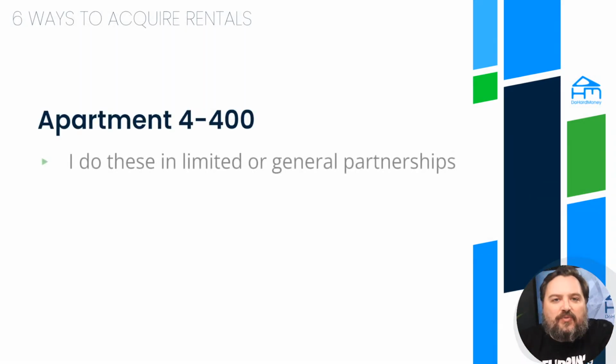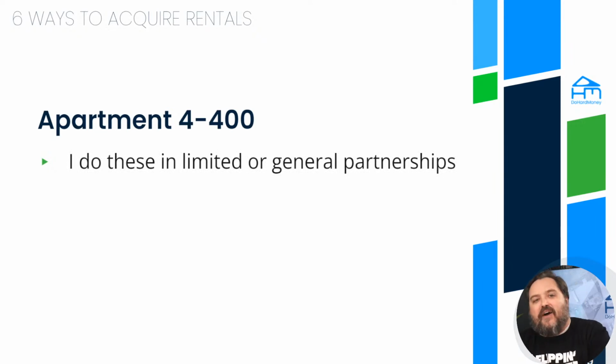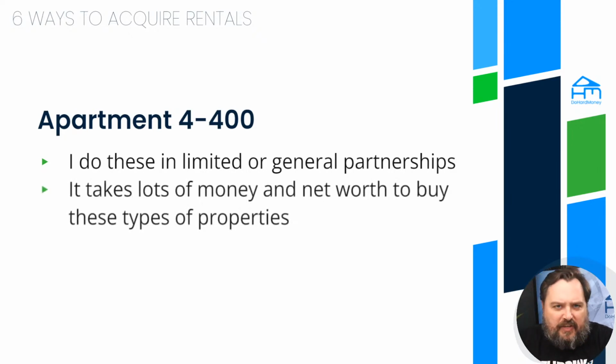Now, when we go to apartments, which I've got wrong here, this should be 5 to 500. If I'm doing these types of deals, I do them in limited partnerships or general partnerships, which basically means the general partnership is the one that's putting the deal together. Somebody there has found the transaction, somebody there is signing for the loan, somebody there is taking over for management, or they're hiring management. A limited partnership is just where I'm putting up some money and I own a percentage of that specific deal. It takes lots of money and net worth to buy these types of properties.